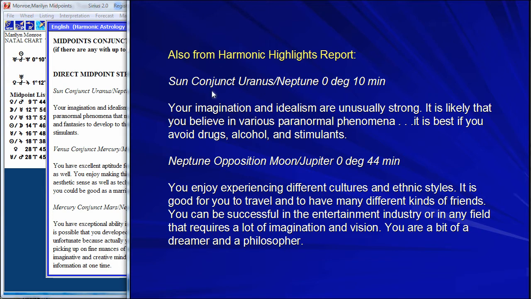Also, Sun conjunct Uranus, Neptune, high imagination and idealism, etc. And Neptune opposite Moon, Jupiter. Experience different cultures and ethnic styles. It is good for you to travel and have many different kinds of friends. This is because Jupiter and Neptune are highly expansive. Moon is the soul. When you get Moon, Jupiter, and Neptune, it's like a large soul, very unprejudiced, very open. You can be successful in the entertainment industry or in any field that requires a lot of imagination and vision. Well, that's true. You're a bit of a dreamer and a philosopher.